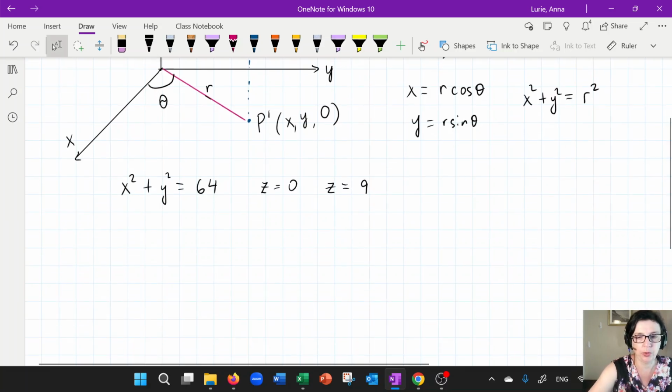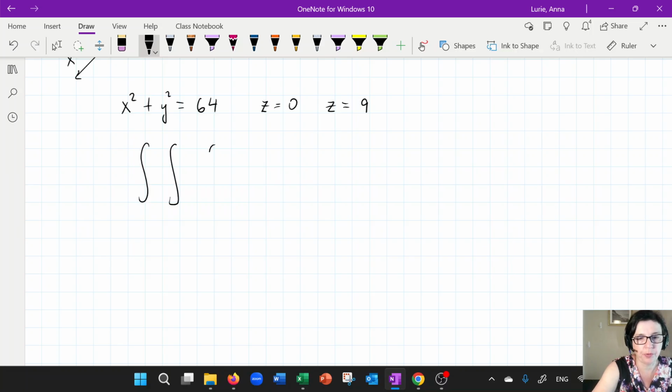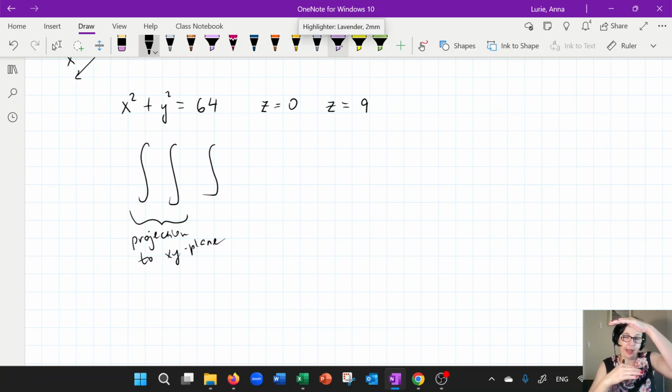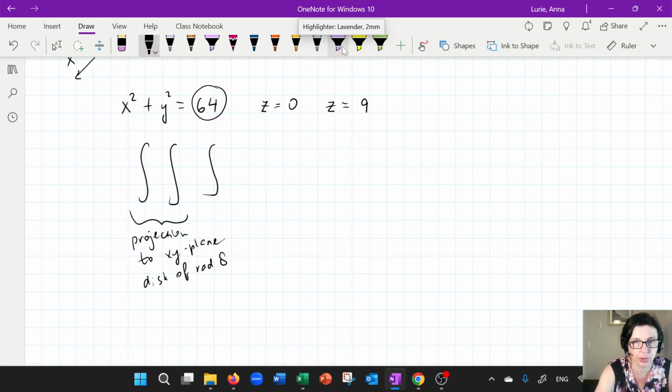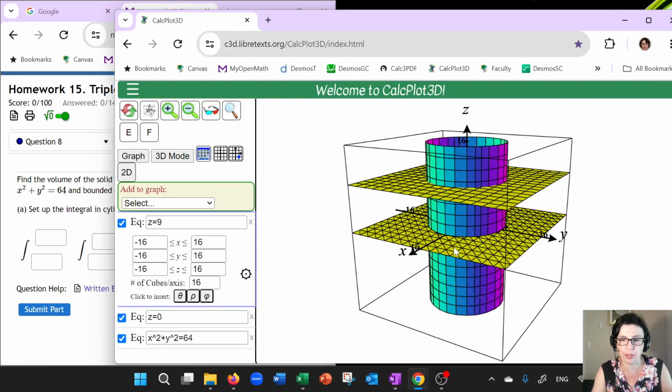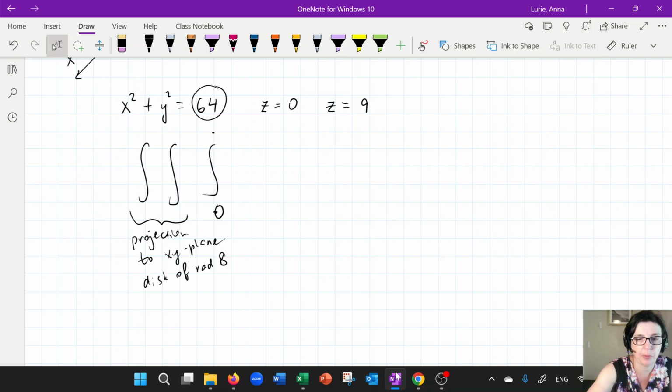All right, so to set it up, first of all, these limits should be the projection to the xy plane. But the projection of that solid is like a can, basically. Think of a Coke can. The projection on the xy plane is going to be a disk of radius 8, because 8 squared is 64. And over here, this would be the bottom curve to the top curve. It's very clear from the picture that the bottom curve is z equals 0 and the top curve is z equals 9. So that's going to be your limits on z. This will be 0 to 9.